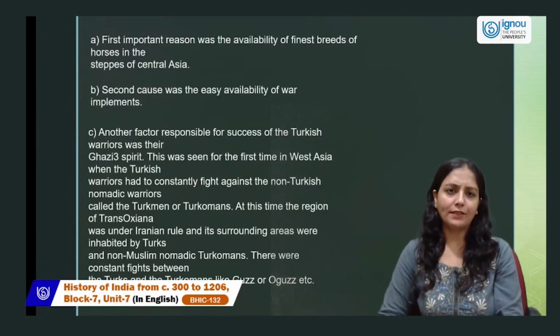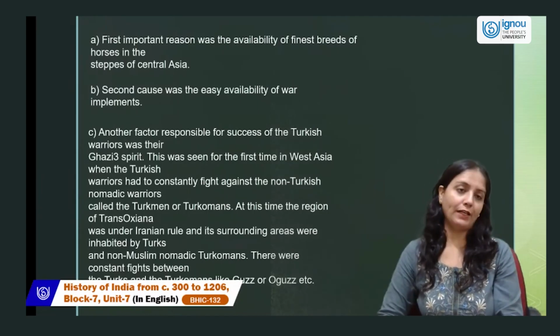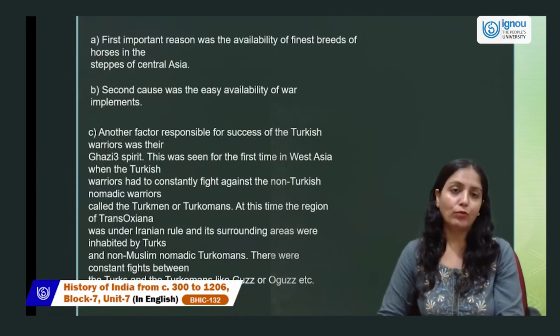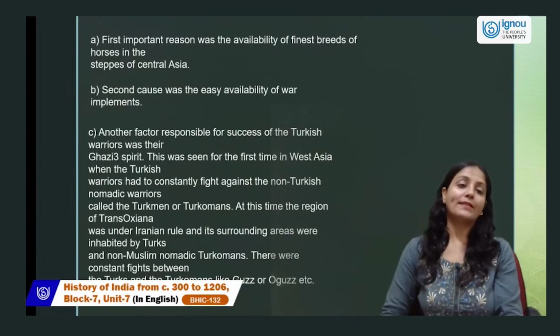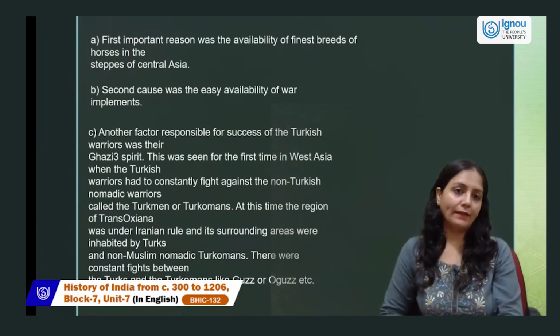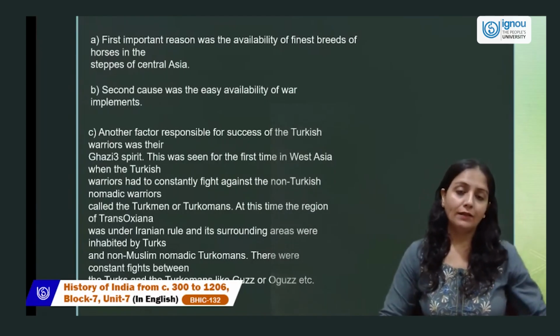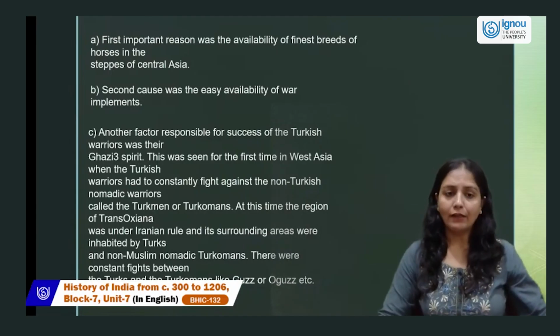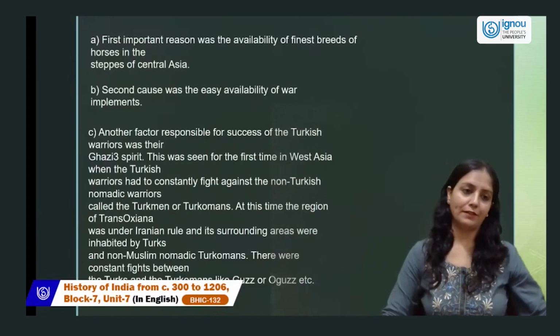The first important reason was the availability of the finest breeds of horses in the steppes of Central Asia. That's why the Turks and Muslim rulers were very strong and powerful at that time, because of the finest breeds of horses they had. And they got horses from the steppes of Central Asia. The second cause of their strength was the easy availability of war implements, like weapons, which they got very easily. Another factor responsible for the success of Turkish warriors was their Ghazi spirit.